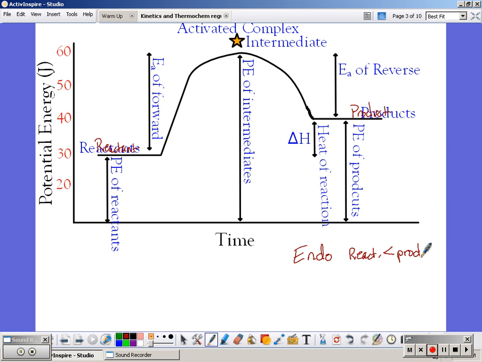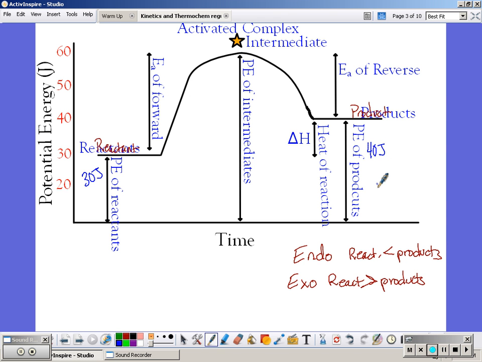An exothermic reaction, my reactants would have more energy than my products. And then we could give some values using the numbers off the side. So the potential energy of my reactants would be 30 joules. Joules is a unit for energy. The potential energy of the products would be 40 joules.